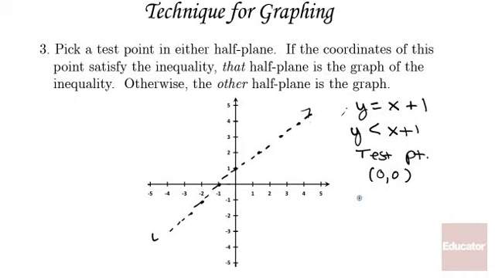The easiest test point to pick is 0, 0, the origin. Therefore, I'm going to go back to my inequality, and I'm going to let x equals 0 and y equals 0. And I'm going to determine if that is true, if it satisfies the inequality. So I have y is less than x plus 1. I'm going to insert 0 is less than 0 plus 1. 0 is less than 1. So I look at that. Is that true? Yes, it is. So does 0, 0, does this point satisfy the inequality? Yes.